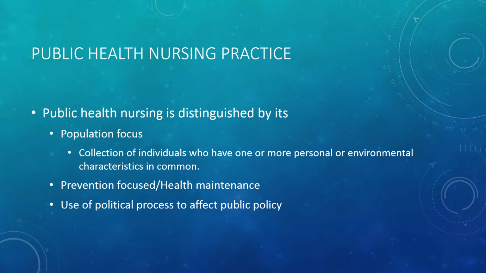Then we want to talk a little bit about public health. Public health nursing is distinguished by being population focused. So in community-based nursing, we go into the communities. In public health, we're focusing on populations, a collection of individuals who have one or more personal or environmental characteristics in common. And again, it's prevention focused. We want to talk about health maintenance.